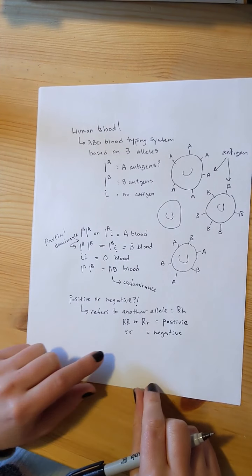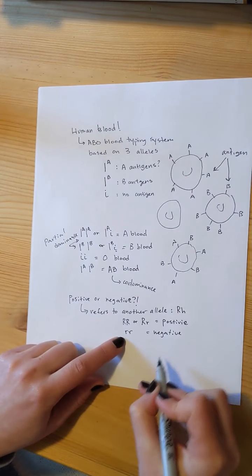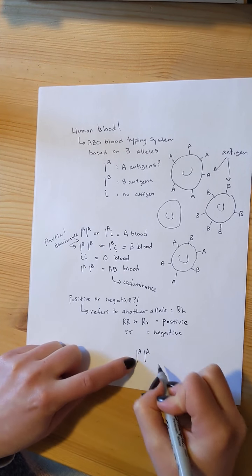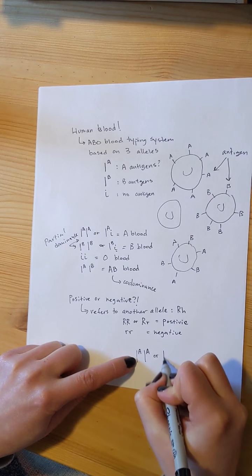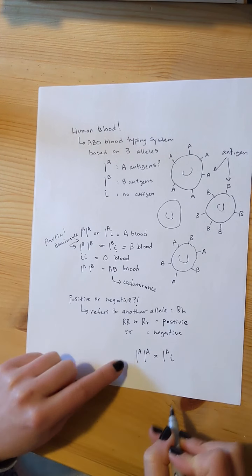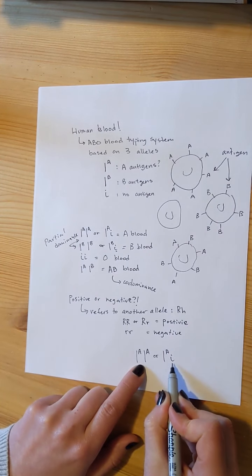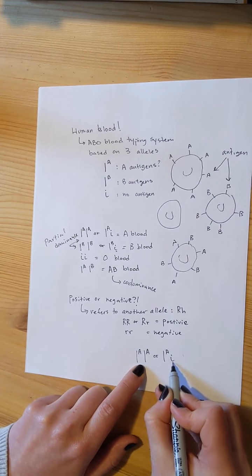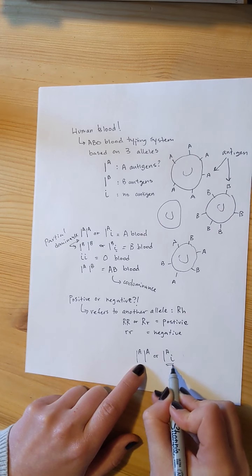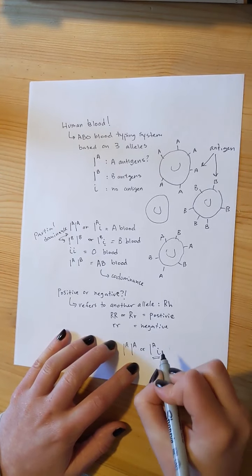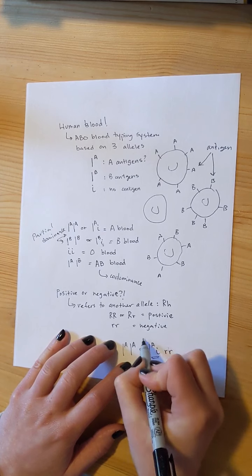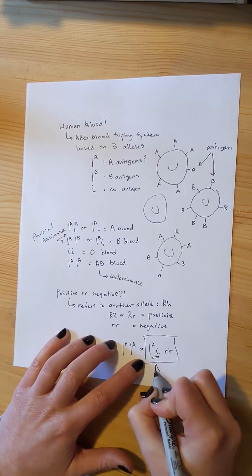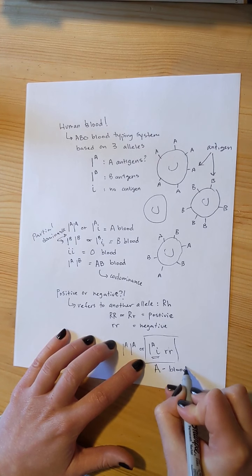So if I have A negative blood, which I do, that means that my genotype is AA or A little i, depending on what my parents are. I happen to know that my mom has O blood, so I must be A little i because my mom only has little i's to give me. And since I'm negative, I also have little r. So that is my genotype, and my phenotype is A negative blood.